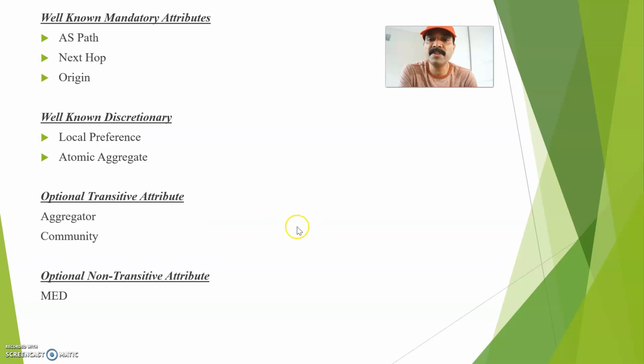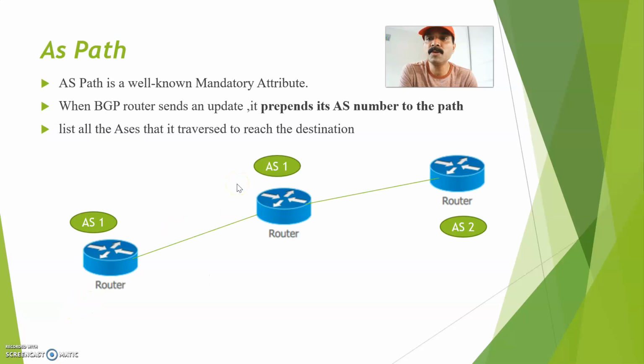Transitive means this attribute we can pass on to the BGP neighbor or the BGP peer or to all other BGP peers. That is the reason we call this an optional transitive attribute. Examples are aggregator and community. And for optional non-transitive attribute, an example is MED. So let us discuss each and every attribute one by one.